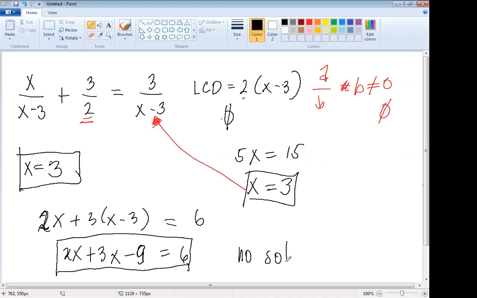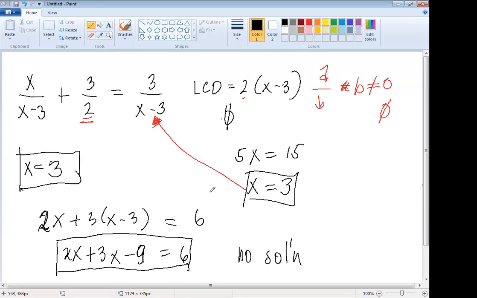Oh, okay. So that's why I got no solution. Yes. Oh, so we don't have to do anything with 6, right? Yeah, no need to do anything with that one. So you just say that x equals 3 is not a solution. Okay, x equals 3 is not a solution for this equation.